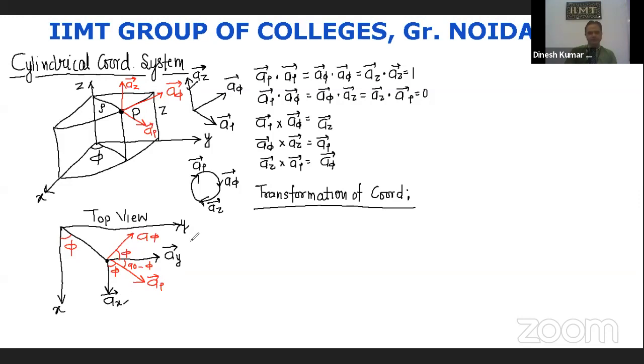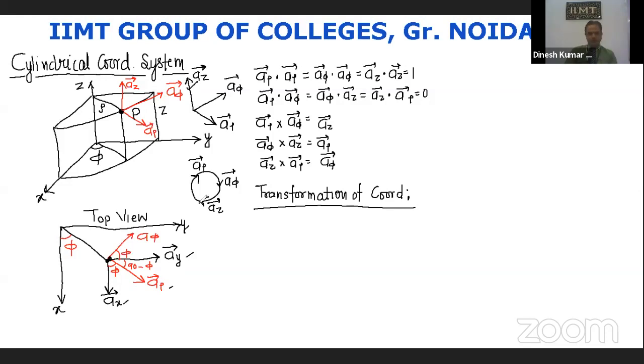This is unit vector ax, unit vector ay, and unit vector az is not visible to you because you are looking at its top view. So the unit vector az is coming towards you. You can only see it as a dot. You can imagine that it is coming towards you. And the unit vector a rho is here. Unit vector a phi is here. And unit vector az, obviously, is the same in both the rectangular and cylindrical coordinate systems. So az is again not visible to you.